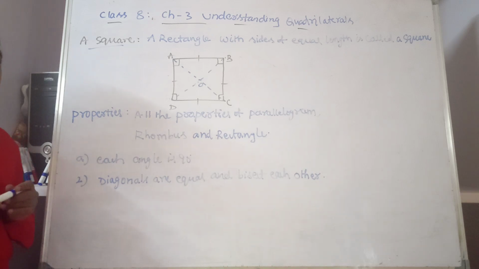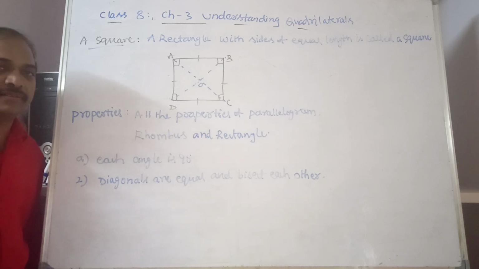Is it clear? I hope you understood. So these are about the properties of quadrilaterals with specific names. One is parallelogram, then second one is a rhombus, then third one is a rectangle, then again we have square.